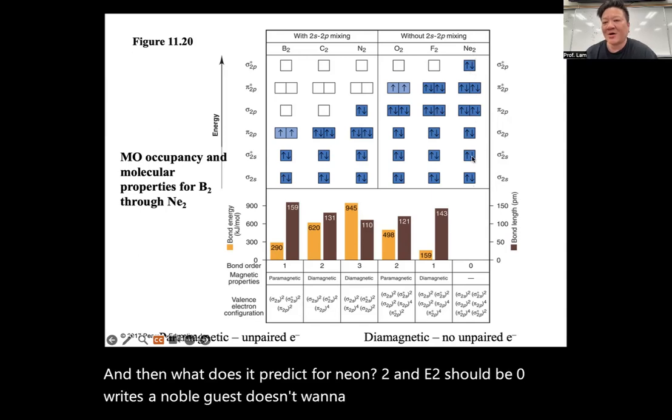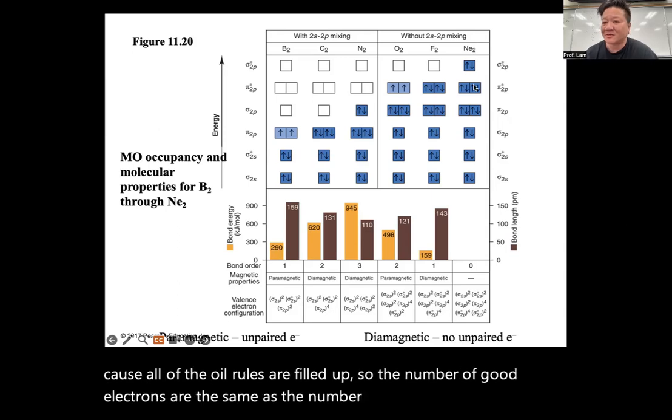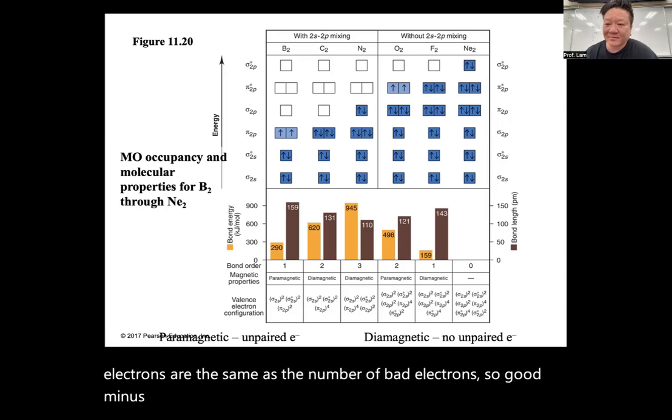Should be 0, right? So a noble gas doesn't want to bond. Well, that makes sense because all of the orbitals are filled up. So the number of good electrons is the same as the number of bad electrons. So good minus bad is 0, right? So it's not going to exist, Ne2, okay?